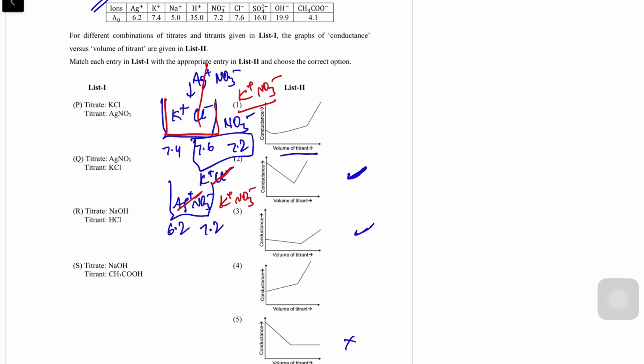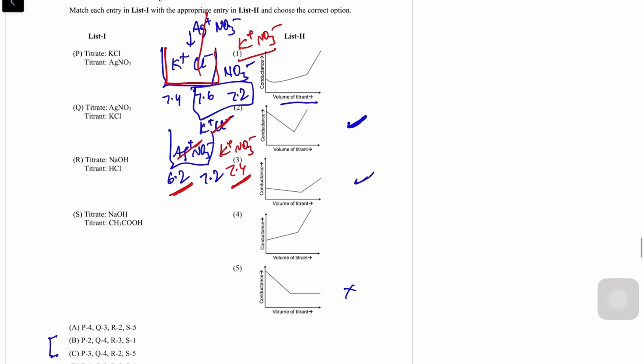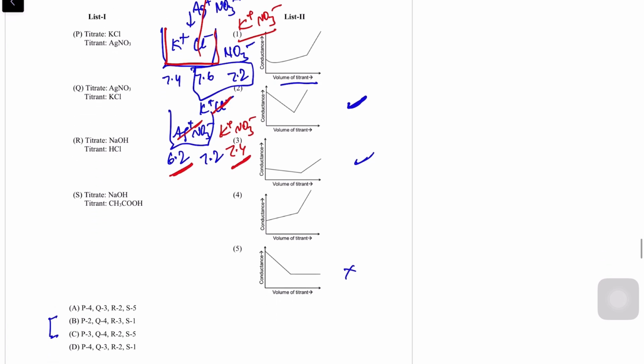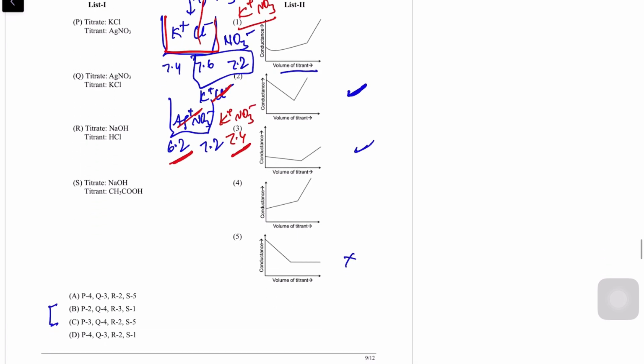So the conductance of K+ is 7.4. Conductance of Ag+ was 6.2. Conductance of K+ is 7.4. There will be a slight increase in the conductance. What we can see here is that it might match with option 4. So Q might match with option 4. Of course, both are given as option 4. They are smart guys. Now let's go to R.